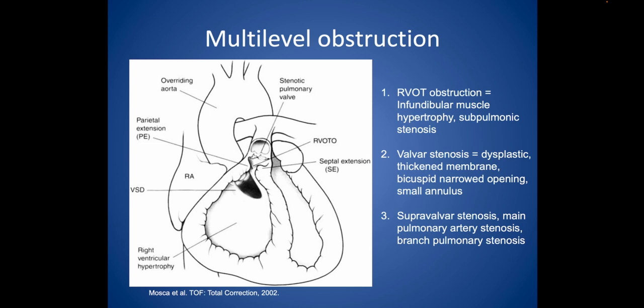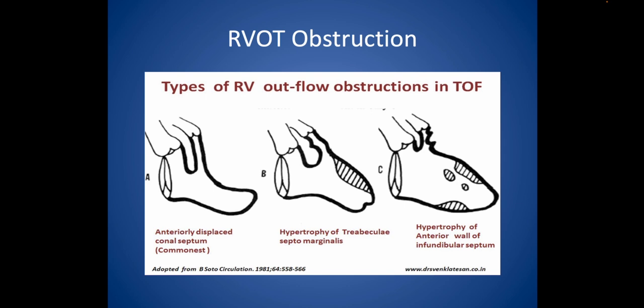And then on top of that, you can also see supravalvular stenosis, again, where you can see it in the main pulmonary artery, as well as extension all the way up into the branch pulmonary stenosis as well. RVOT, the right ventricular obstruction, we talked about how this can play a pretty significant role. There are different types. You don't really need to know all the different variations, but just know the importance of having that right ventricular outflow tract obstruction.